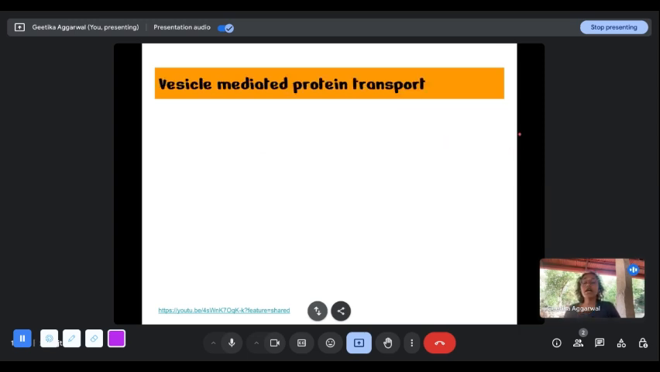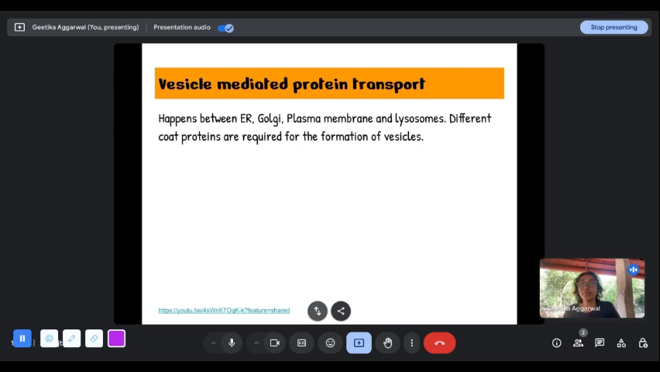Moving on, I have been talking about vesicle-mediated protein transport for all of these proteins that are processed by endoplasmic reticulum ribosomes. So, what is this vesicle-mediated protein transport? It happens between the endoplasmic reticulum, Golgi, plasma membrane, and lysosomes. These are the four organelles involved. The vesicles in which these proteins get transferred have different coat proteins, which play an important role in the formation of the vesicles. These vesicles cannot be formed without the presence of these coat proteins.